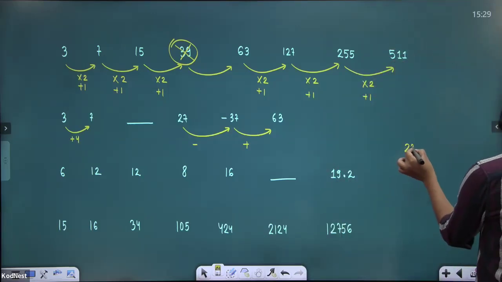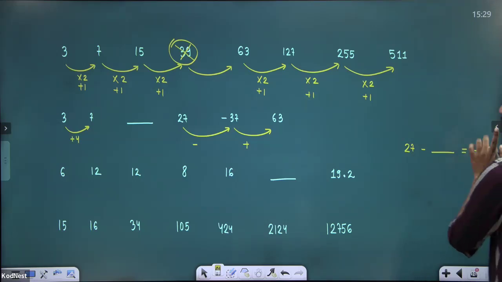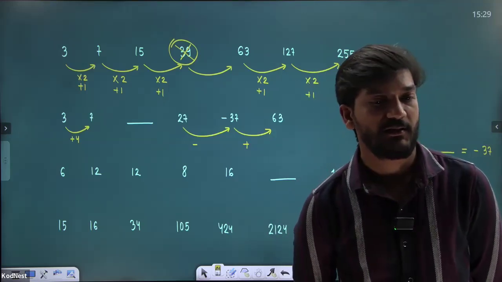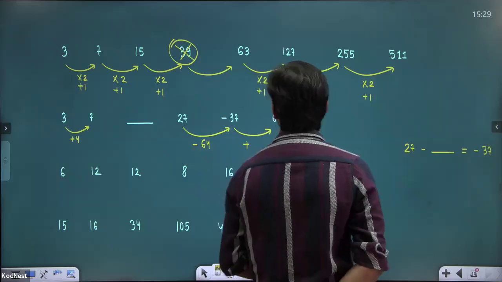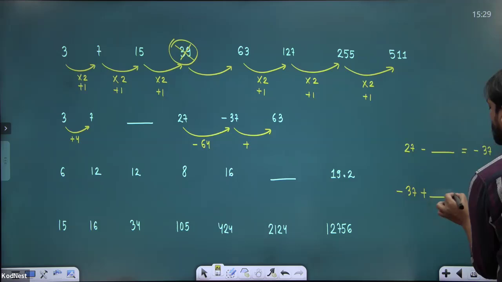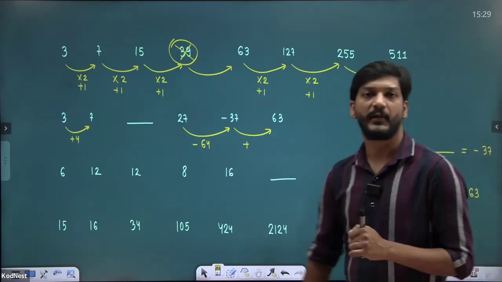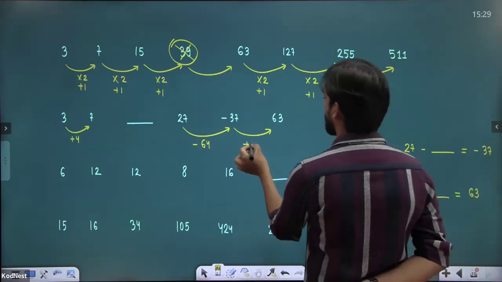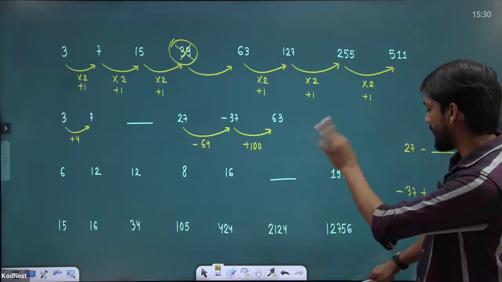27 minus what will give you minus 37? This is what you have to find. Minus 64. Okay, 64. Now, minus 37. Minus 37 plus how much will give you 63? Answer that. How much? Plus 100. Okay, plus 100 will give you 63. Carefully observe. Anyone, any doubt with this?